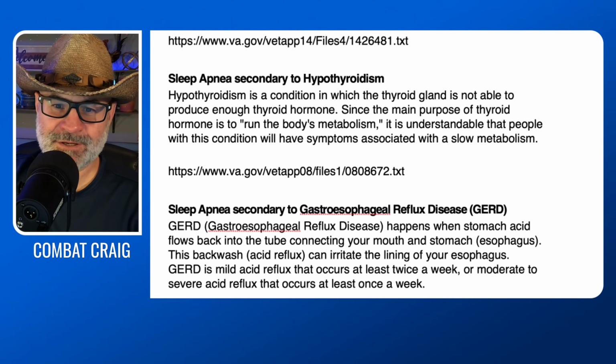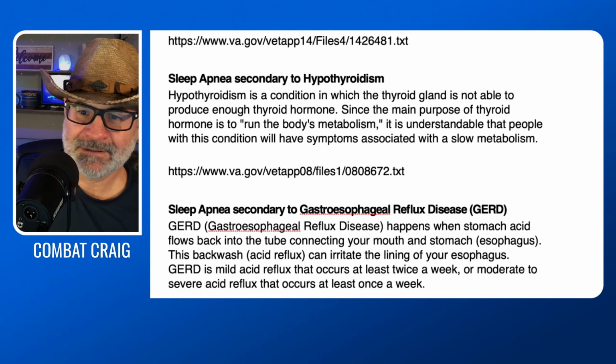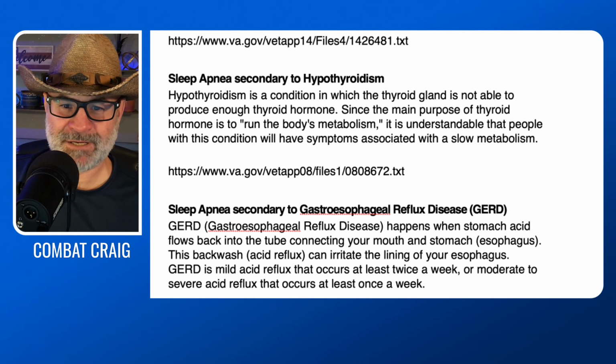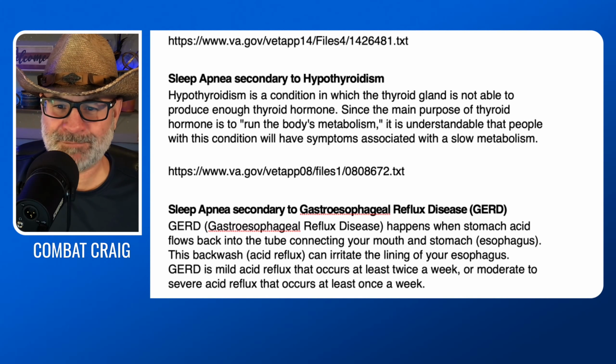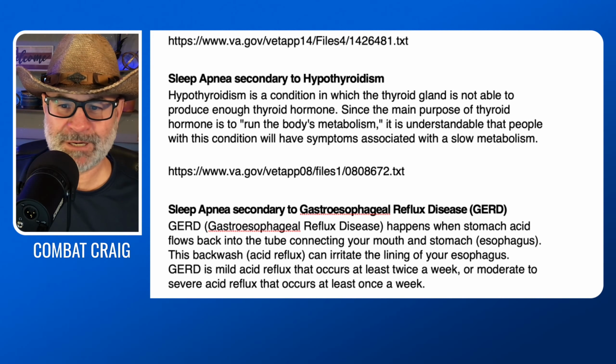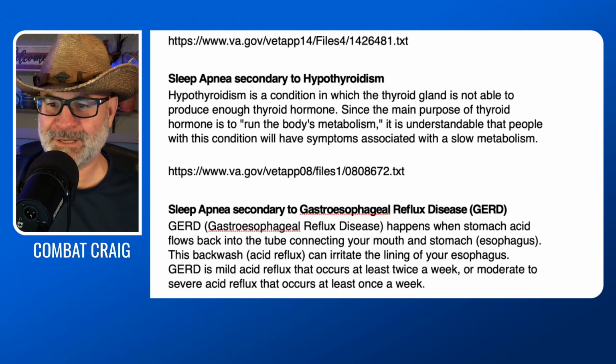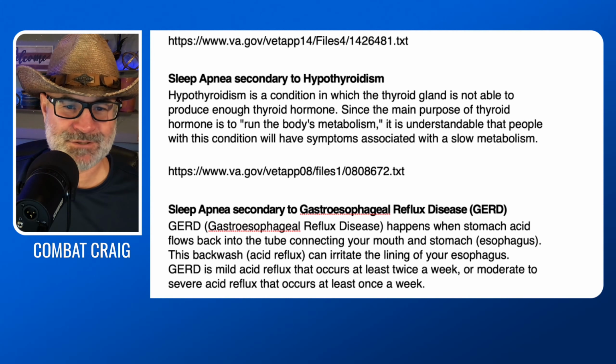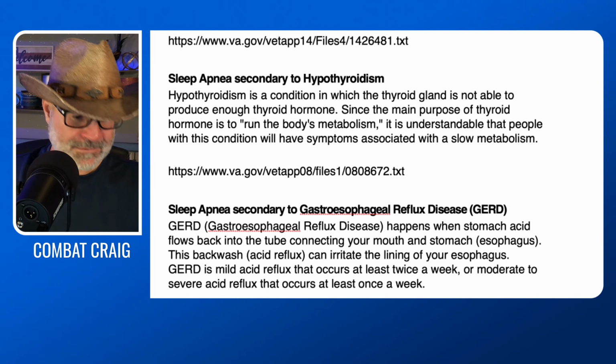Sleep apnea is secondary to GERD, gastroesophageal reflux disease, aka hiatal hernia. It happens when stomach acid flows back into the tube connecting your mouth and stomach, your esophagus. This backwash is known as acid reflux. It irritates the lining, and there's a bunch of different ratings for that. But let's say you already have GERD, and you're thinking about connecting sleep apnea to it.